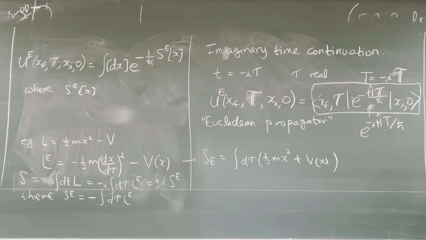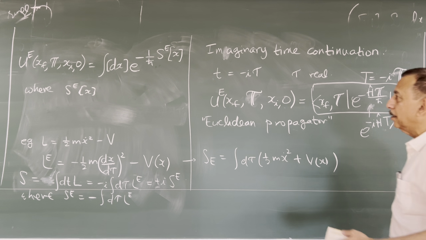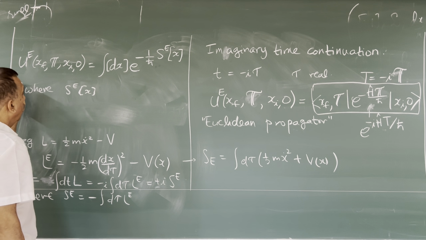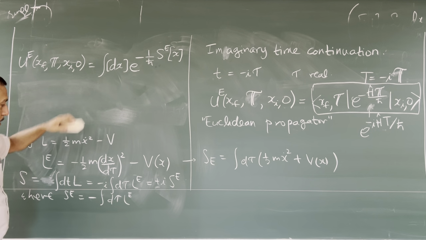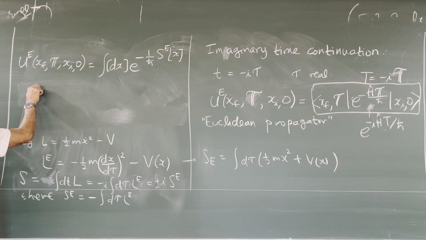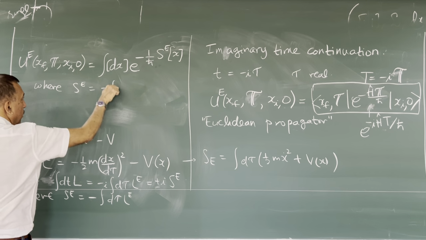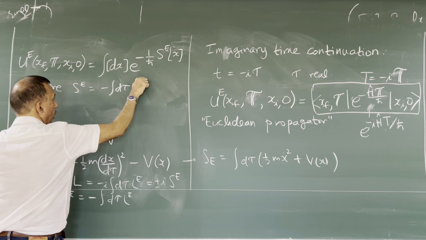And the bottom line of this is that we have a very nice convergent looking path integral. Okay, I was going to write where S_E is minus d tau.